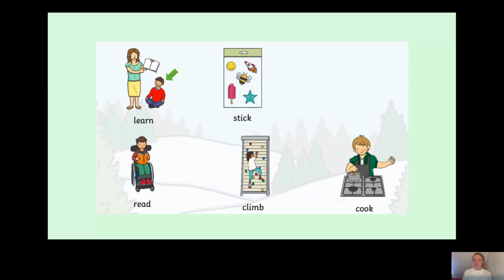Okay, let's see how you got on. So the first one, to learn. Now, if we add the suffix er on the end, we get learner. So we've gone from the verb learn to the noun learner. What about stick? So if you stick something on something, then you put it on there. What is the noun? Yes, that's right. We add the suffix er to make sticker.